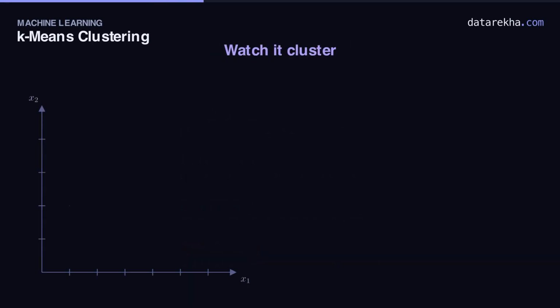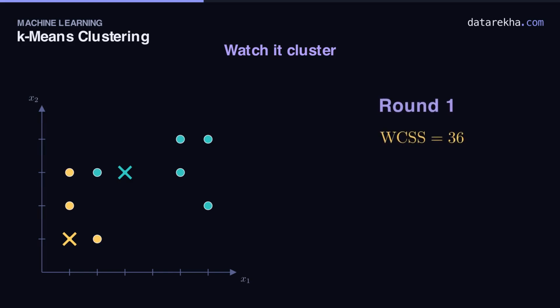Now the payoff. Let's actually watch it run. Same 8 points in gray, because we don't yet know their groups. I'll drop 2 centroids in poor starting spots on purpose. A gold cross down here, a teal cross up here. Step 1. Assign. Each gray point flies to the color of its nearest cross. The 3 points closest to gold turn gold. The other 5 closer to teal turn teal. That's the first split. And the running cost, WCSS, is 36.